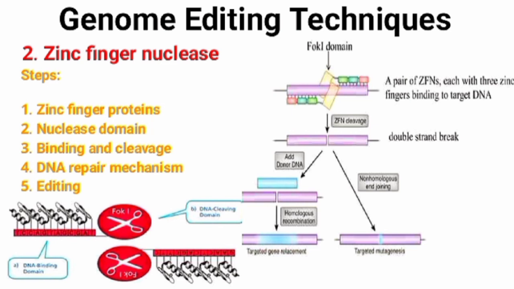The fourth step is the DNA repair mechanism. After the third step is completed, the DNA is cleaved. A cellular DNA repair mechanism comes into play. These mechanisms include non-homologous end joining or homology directed repair. Depending on the repair mechanism utilized, the DNA sequence may be edited. Non-homologous end joining often results in random insertions or deletions, while homology directed repair allows for precise insertion of desired sequences.